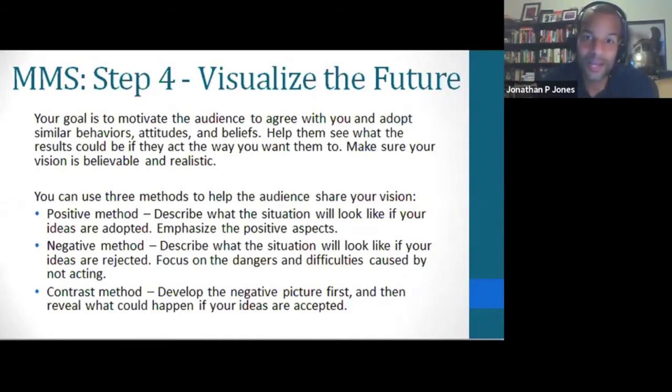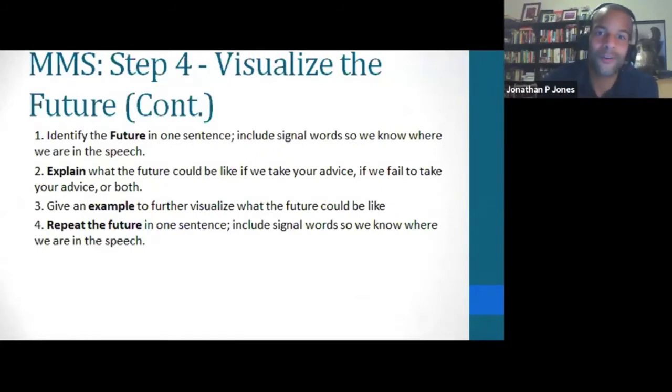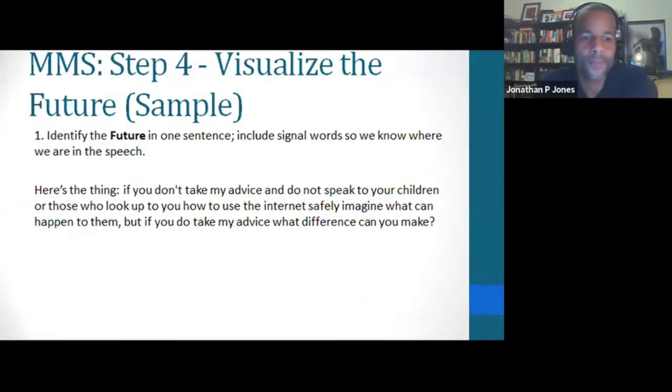Now you're going to have to explain this, give an example, repeat it. So you've got to be thinking about that. How am I going to make this happen? Don't go overboard, just get it done. Follow the directions, okay? So here's the thing, if you don't take my advice and do not speak to your children or those who look up to you about how to use the internet safely, imagine what can happen to them.